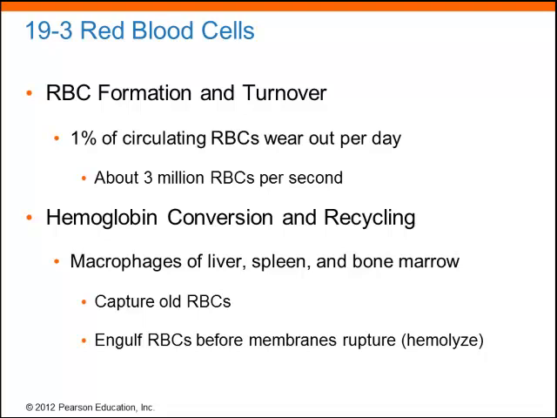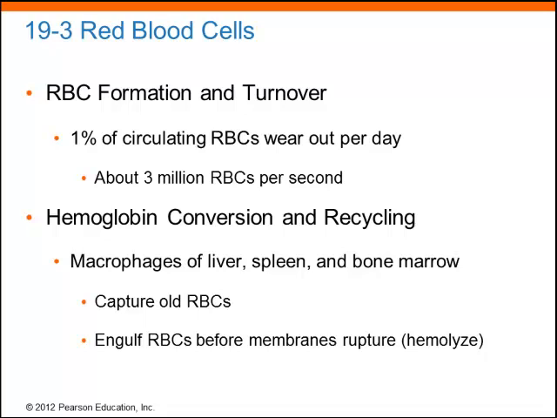Now, if you sat down and figured out that you have 5 million red blood cells per cubic millimeter, per microliter, and you have 5 liters of blood, I'm sure you can do the math, that works out to 25 trillion red blood cells. So if you lose 1% of those a day, then divide that day into 24 hours and those hours into 60 minutes and those minutes into 60 seconds, you're losing between 2 and 3 million red blood cells every second of every day on average.